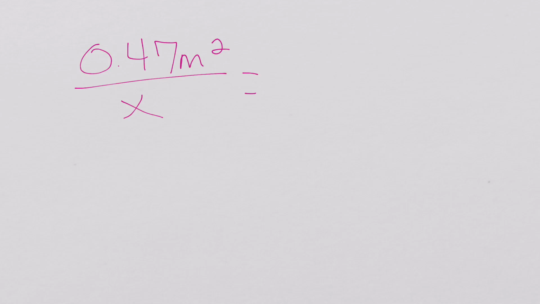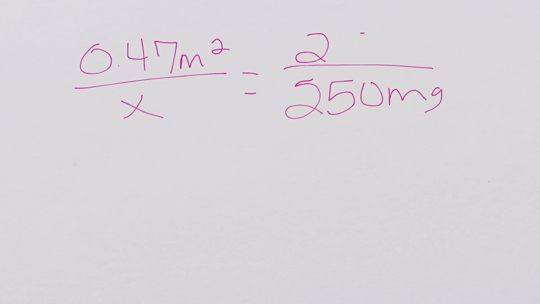Alright, let's do one more like that. Our pediatric patient weighs 23 pounds and is 32 inches in height. If we put that in our BSA chart, we get 0.47 meters squared. The manufacturer recommended a dose of 250 milligrams over our meter squared every 8 hours.